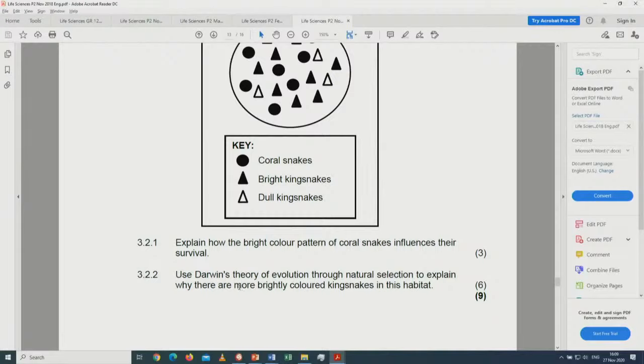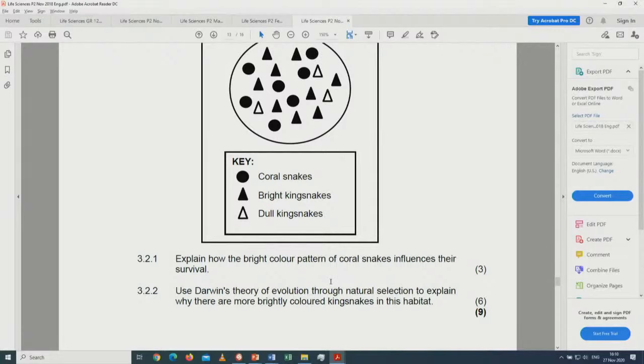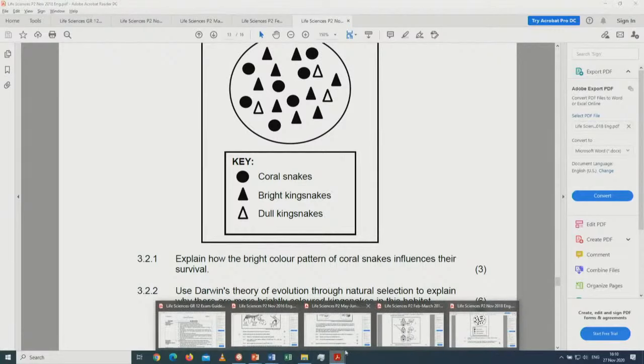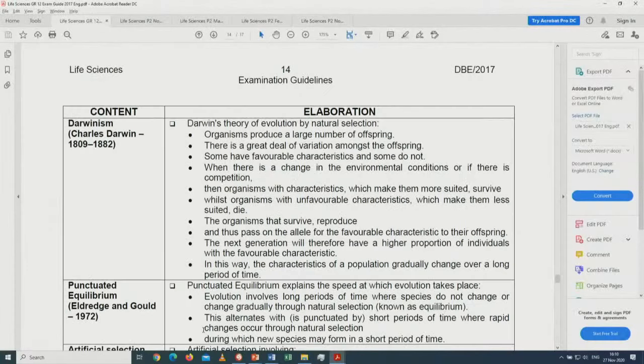Now use Darwin's theory of evolution through natural selection to explain why there are more brightly colored king snakes in this habitat. Now, as indicated in the examination guideline, this is the generic way of answering that question. Now we have to be specific to the question. We say the snakes produce a large number of offspring, and there's a great deal of variation.